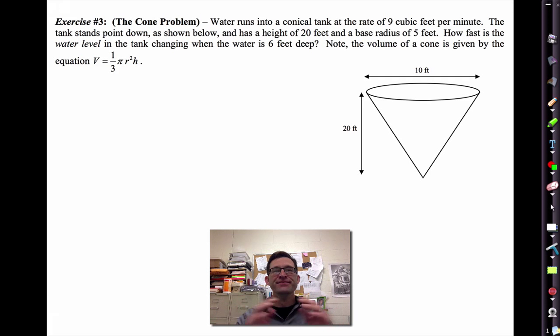The cone. Everyone has to do a cone problem. So here we go. Water runs into a conical tank at a rate of 9 cubic feet per minute. There's your rate, right? There's your derivative.